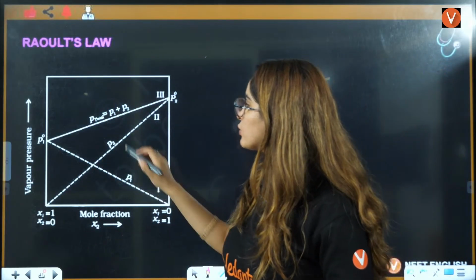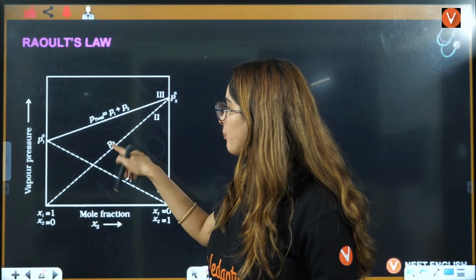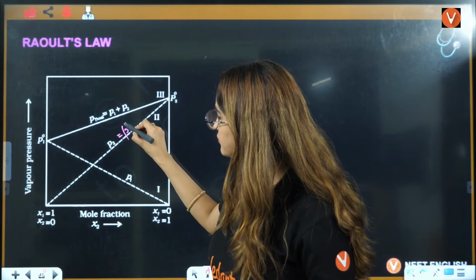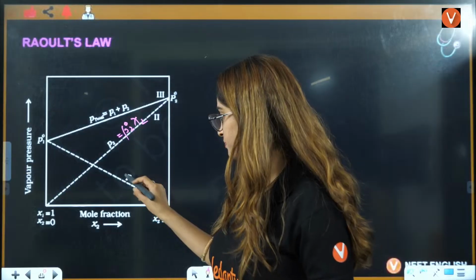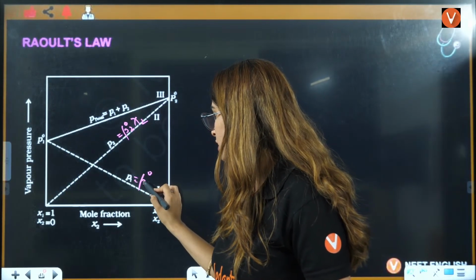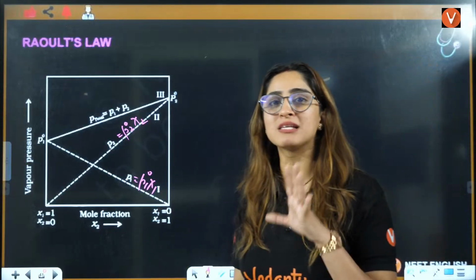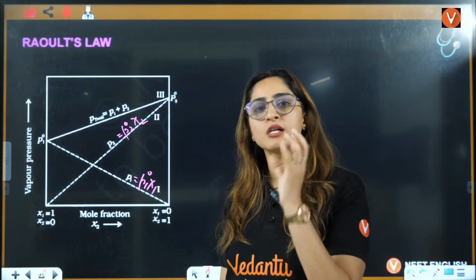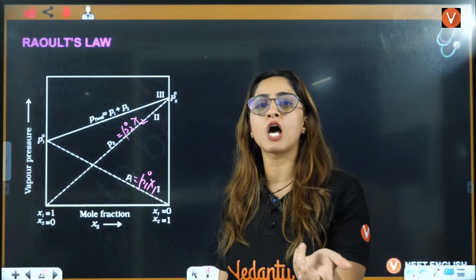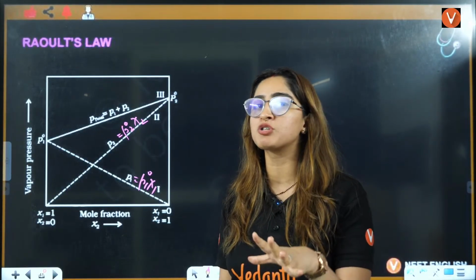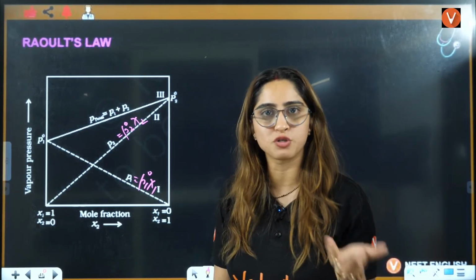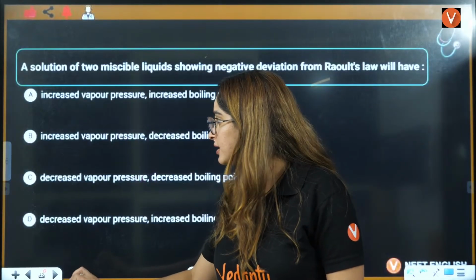Okay, and we know that PT is equal to P1 plus P2. P2 is equal to P naught 2 times the mole fraction of 2. P1 is equal to P naught 1 times the mole fraction of 1, and that's how you have this graph. And the solutions that follow Raoult's law are called ideal solutions. The solutions that don't follow are called non-ideal solutions. That we will discuss in the further lecture.